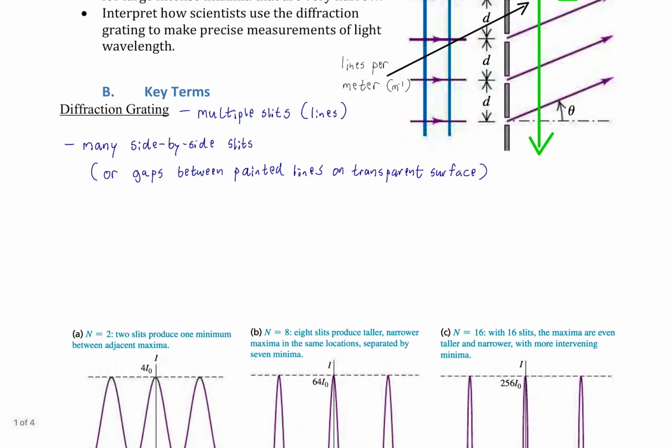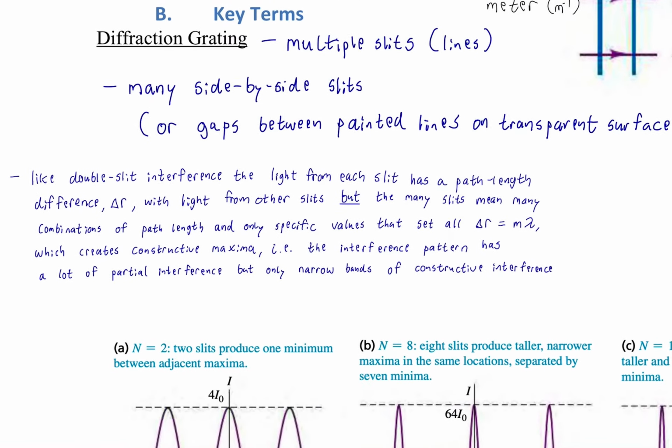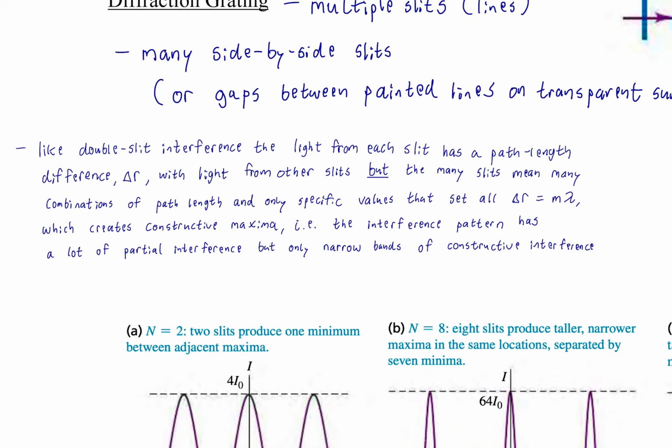But what else can we say about the diffraction grating? Well, we can make this big statement here, and I'm just going to read this out. Like double slit interference, the light from each slit in the grating has a path length difference, delta R, with light from other slits, but this is what's different. The many slits mean many combinations of path lengths. We're not just defining two paths like the double slit, we're defining lots of them. And we're not defining them in the same way like the single slit, where we can characterize them in the upper half and lower half.